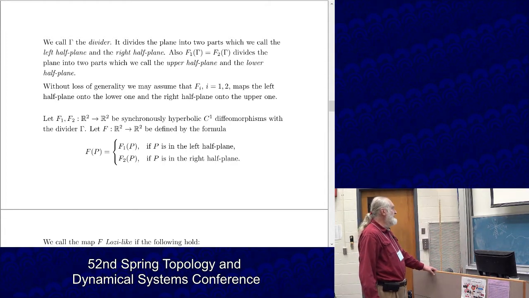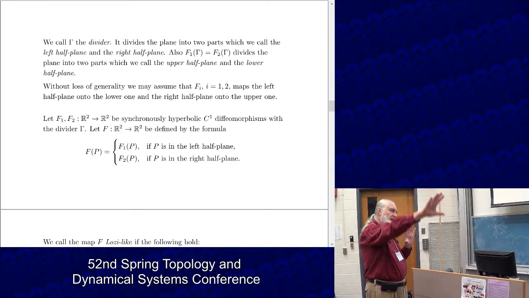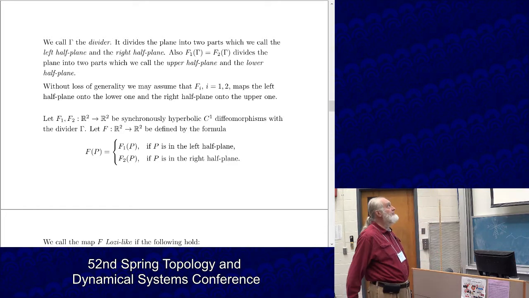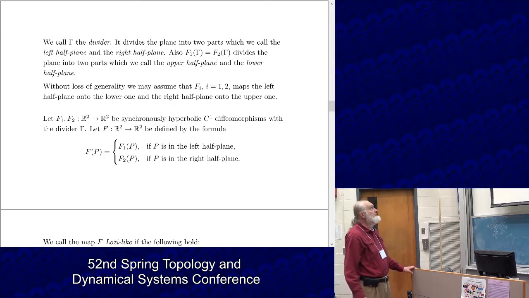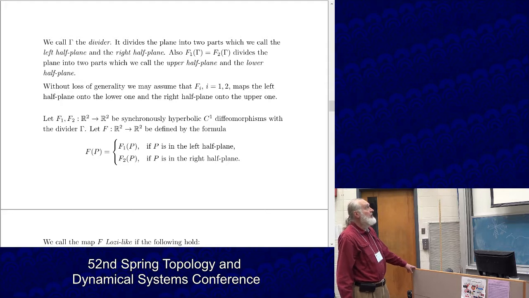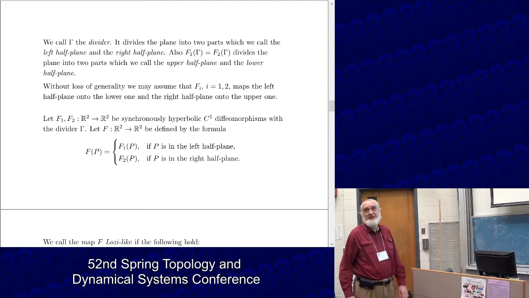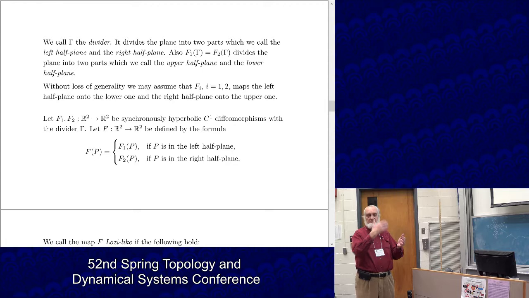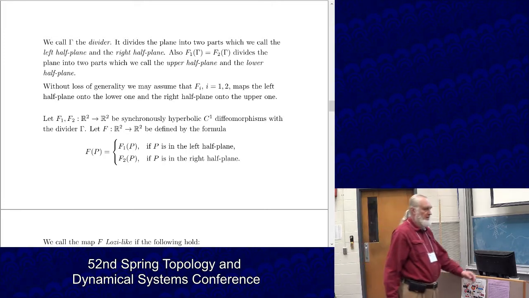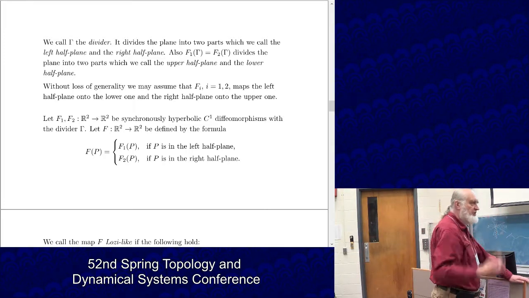We'll refer to the part of the plane to the right of the divider as the right half plane, and to the left as the left half plane. So we have those two maps, and then we do the obvious thing. We define our map F as the one map in the right half plane, the other map in the left half plane. This is the generalization of the thing with the absolute value of x.